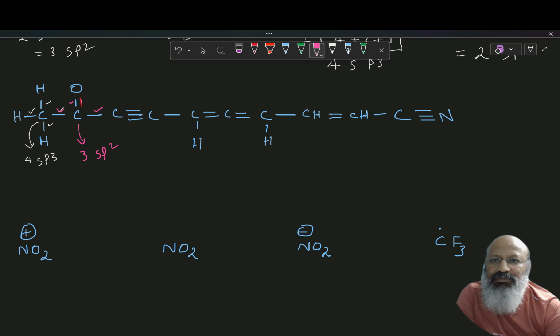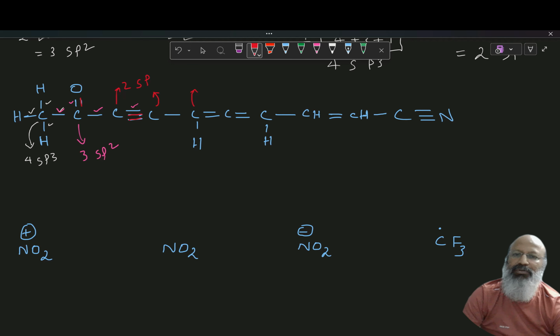So that's why its hybridization is sp2. Okay. For this carbon, this is a sigma bond, but I'm just considering the rest of the bonds. That is, this red bond is pi, this another red bond is pi. So there are two sigma bonds. That's why this hybridization is sp. For this also the same case.